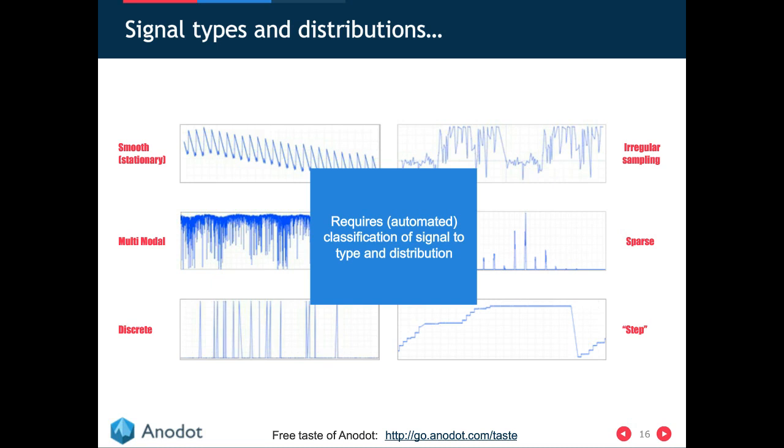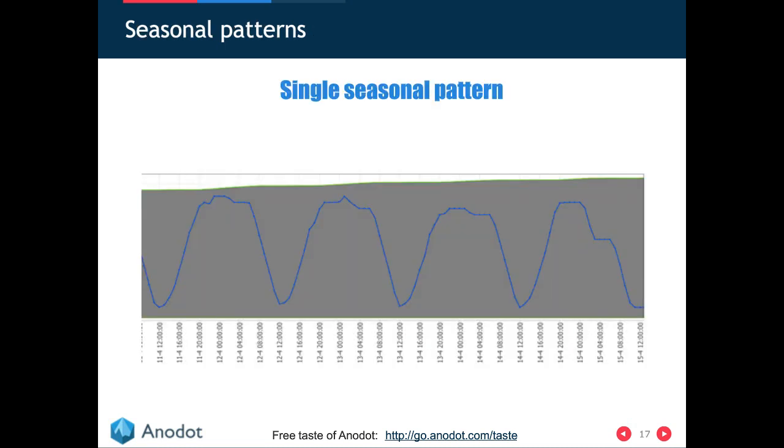The second aspect is seasonal patterns. Seasonal patterns is really important to model the normal behavior of metrics. And we see that in many, many signals that we get from customers, especially when we're talking about web services that are driven by user behavior, but it's true for other services as well.